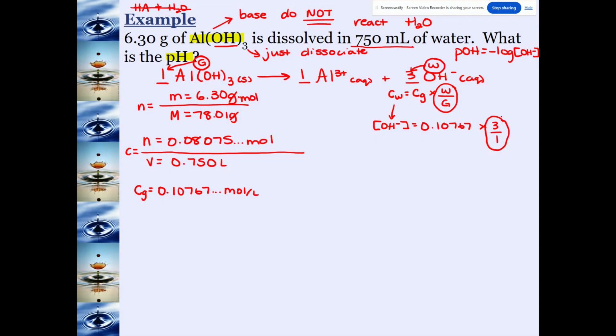Okay? So when I multiply by that, the concentration of my hydroxide ion, again, is 0.3230, so on, moles per liter. Again, do not round this answer, okay? So now if I take the negative log of this answer, and this is actually exactly how I'm going to put it in my calculator, okay?